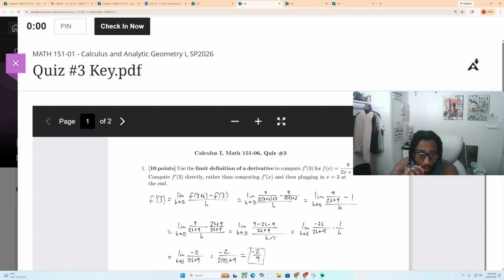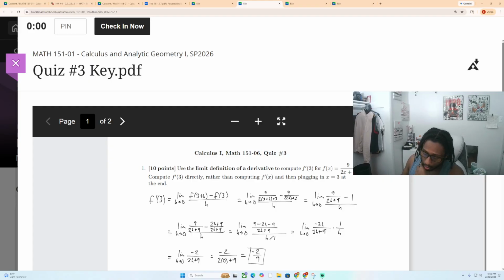So for this one, since it's f of 3, you're plugging in 3 to the x of the original function. That's it. So it's going to be 2 times 3, which is 6, plus 3, which is 9. So it's going to be 9 over 9, which is equal to 1. So it's going to be minus 1.